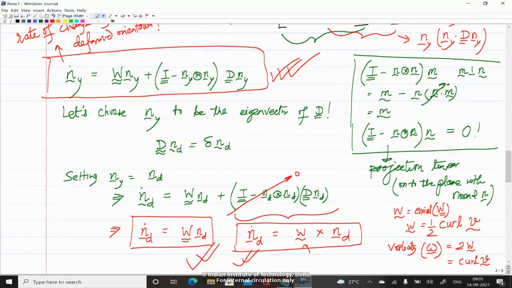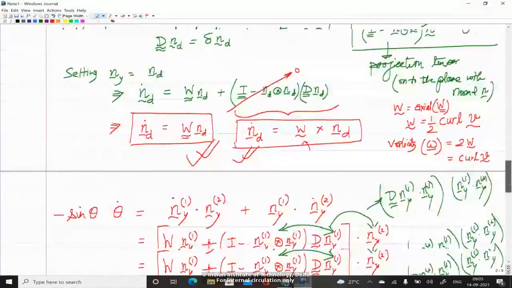So you said for any antisymmetric tensor W, W ny dot ny is equal to 0. Could you show how? Okay, yeah, sure, I can do that.